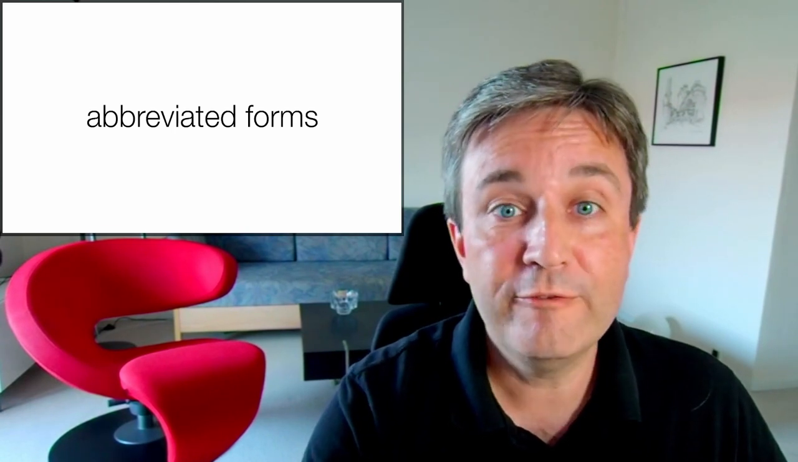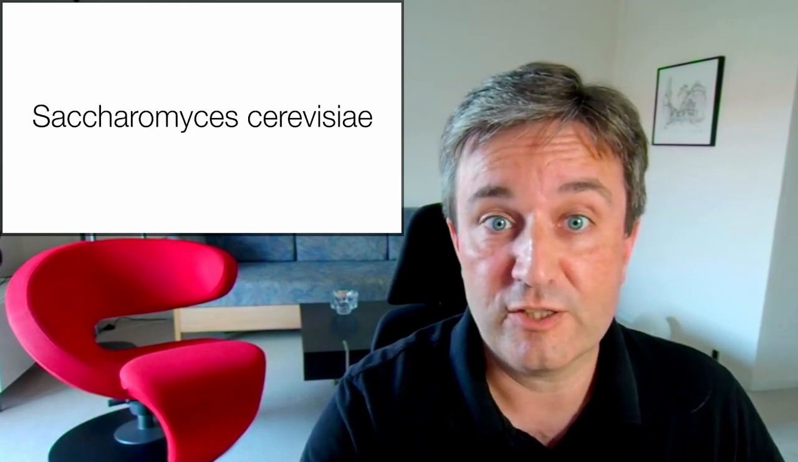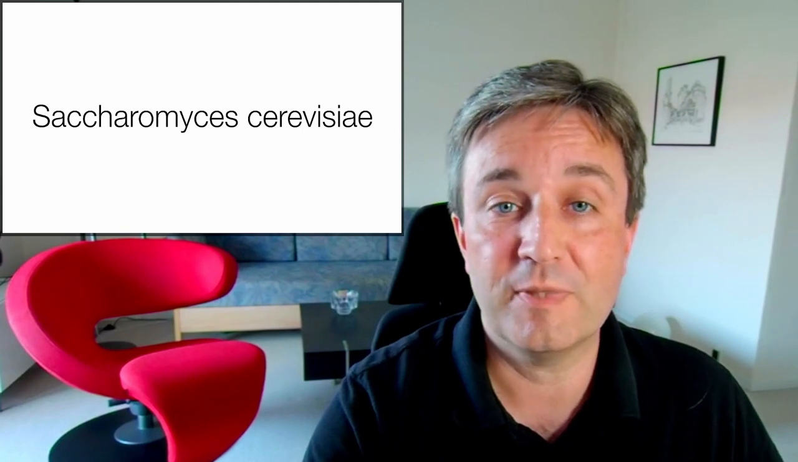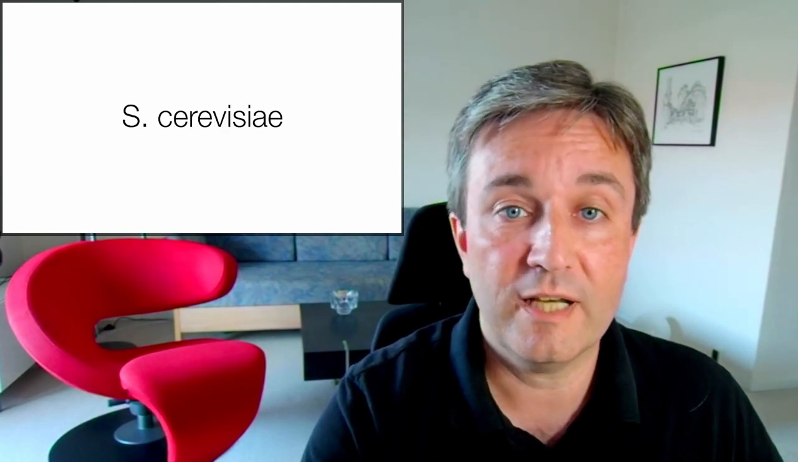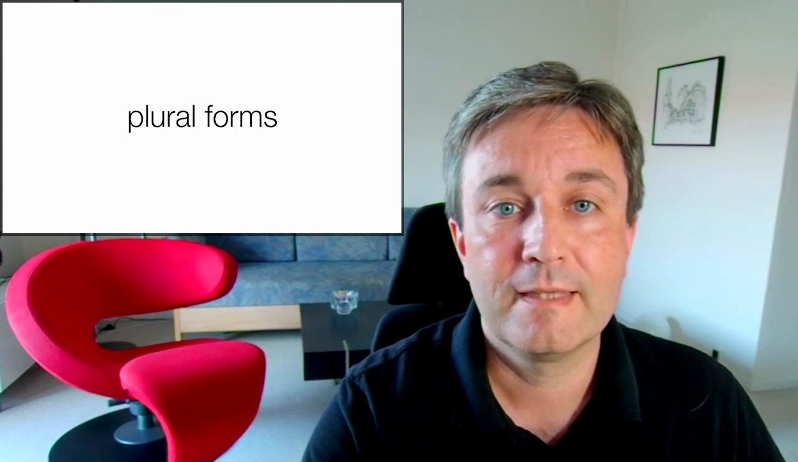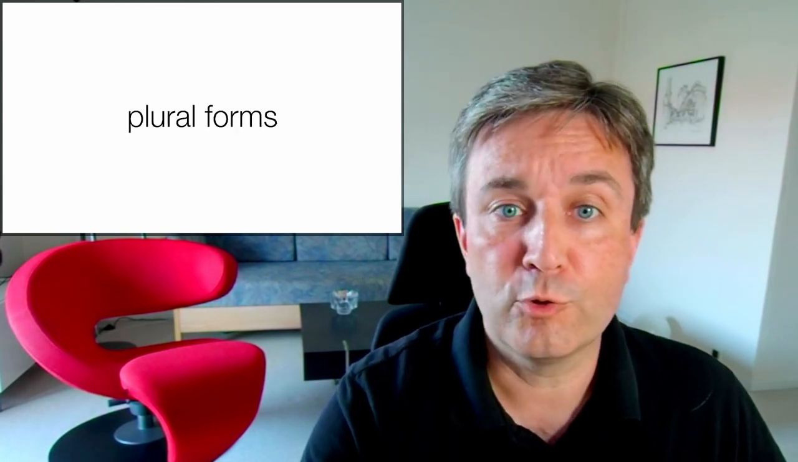We want to handle abbreviated forms. So when NCBI taxonomy tells you that there is a species called Saccharomyces cerevisiae, you want to still recognize it when it's written S. cerevisiae. Similarly, you want to handle plural forms, so when gene ontology tells you that there's something called a mitochondrion, you want to generate the plural form mitochondria to also identify that in text.